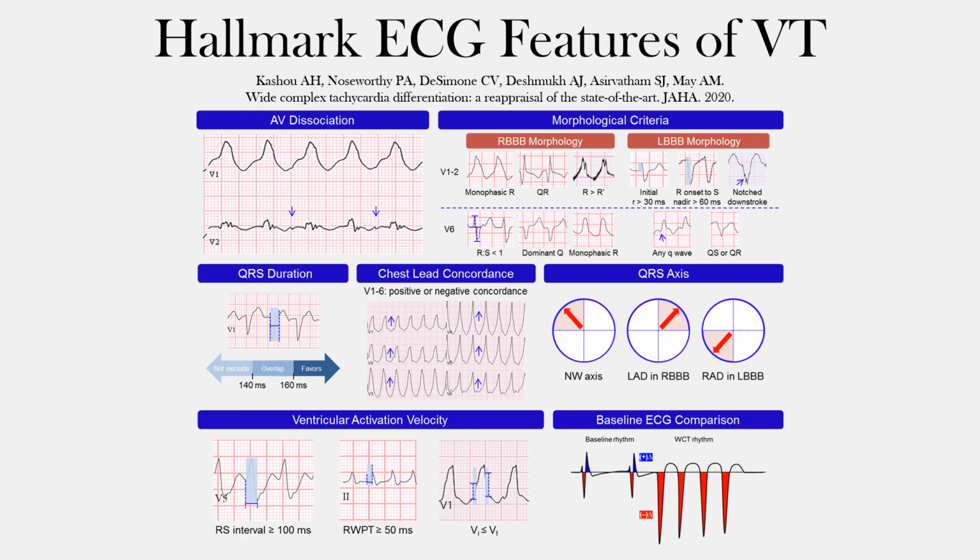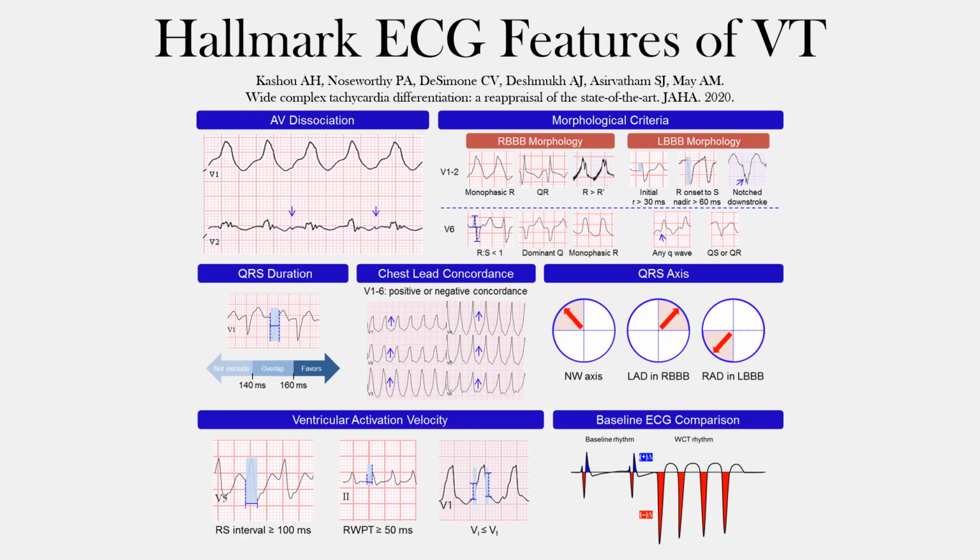In general, wide complex tachycardia differentiation methods comprise one or more ECG criteria that embody distinctive electrophysiologic properties of ventricular tachycardia and supraventricular wide complex tachycardias. Now, the available methods that utilize these EKG interpretation criteria examine a few things, and they're listed here.